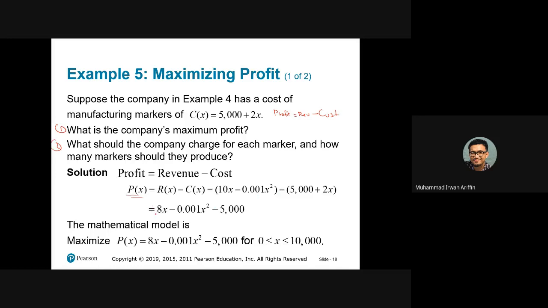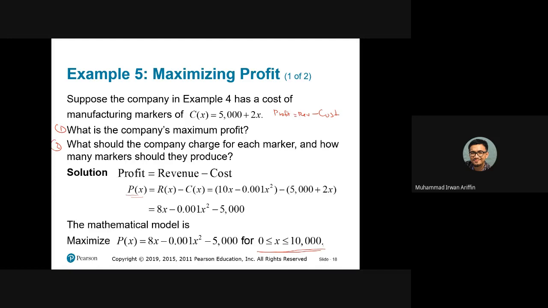So now collecting all this information, we have our mathematical model. This is our profit function that we want to maximize. The equation is 8x minus 0.001x squared minus 5,000, which was obtained when we subtract cost from the revenue function. And the same restriction, the same domain applies, where x must be non-negative but must be less than 10,000 because price cannot be negative.